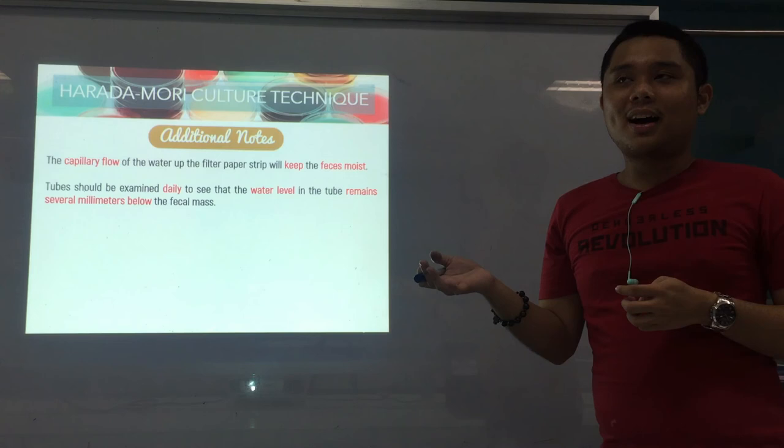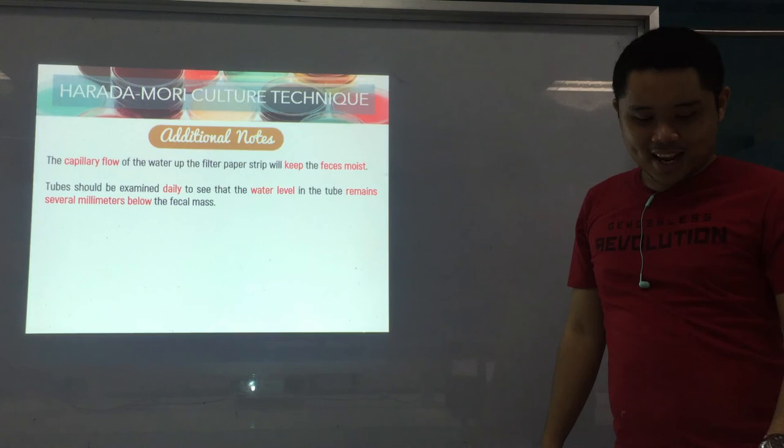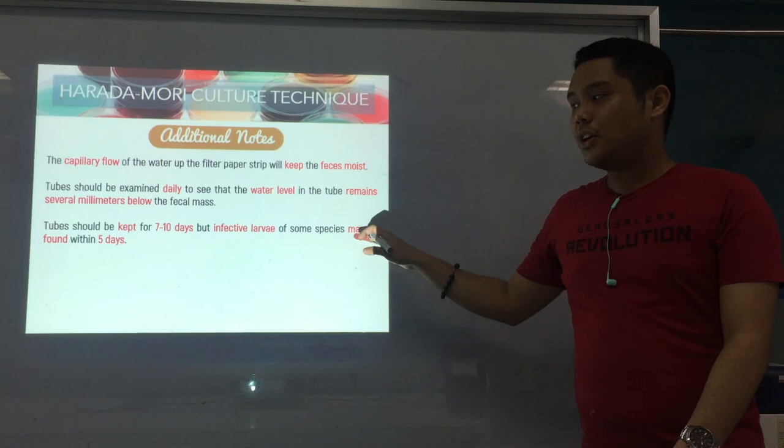That would kill the larva. Okay, just a small amount of water to go up to the filter paper, just to keep the feces moist, okay? All right. And the tube should be kept again for 7 to 10 days. But infective larva of some species may be found now within 5 days, okay?